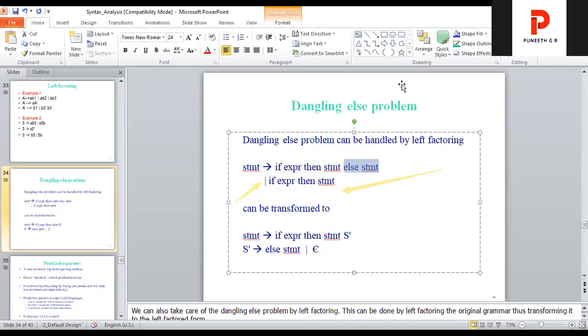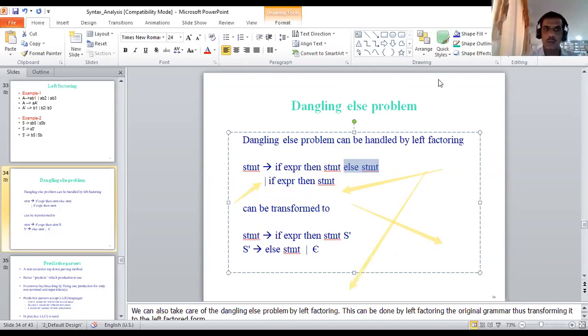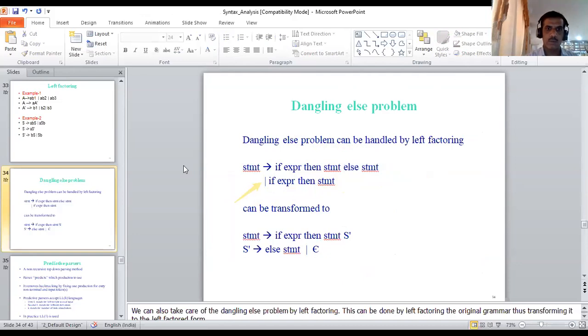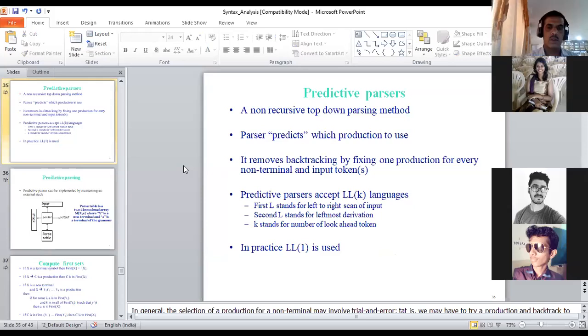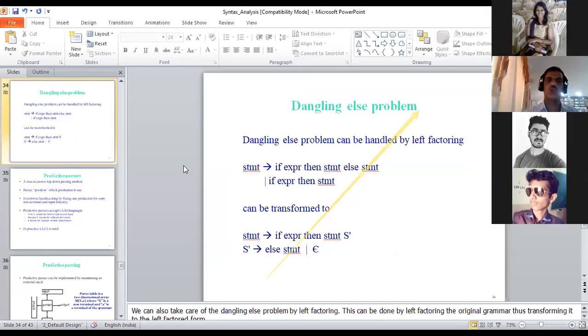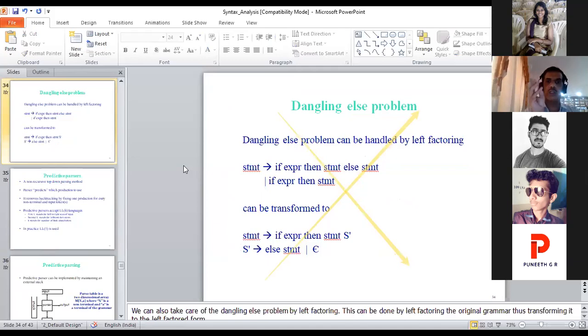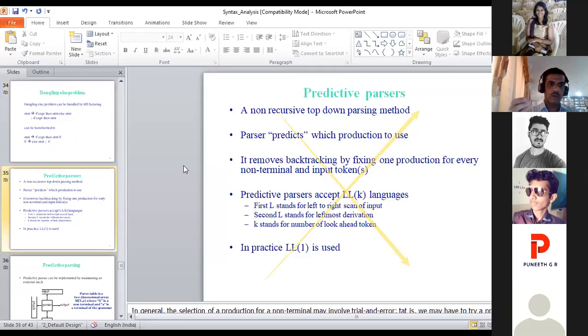Thank you, sir. Got it. One second. Okay. Shall I continue? Hello? Yes, sir. I hope you have understood recursive descent parsing and also left factoring and left recursion. Fine. I have another 5 to 6 slides. I'll finish it up. Okay.